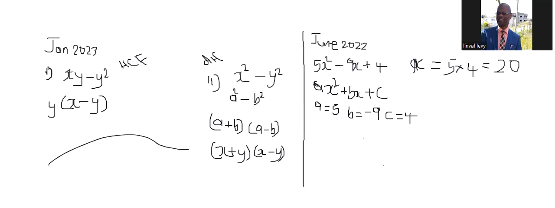Good. Now, in this case, we want to find two factors of 20, a pair of factors of 20 that when we add them, we get B, sorry, and when we multiply them, we get A times C. So we want to find the two factors of 20 so that when we add them, we get -9, and when we multiply them, we get 20, right?